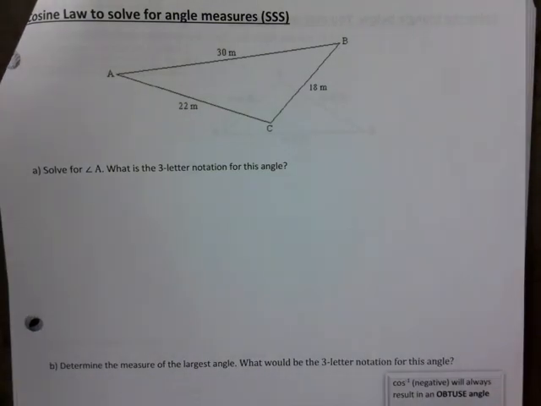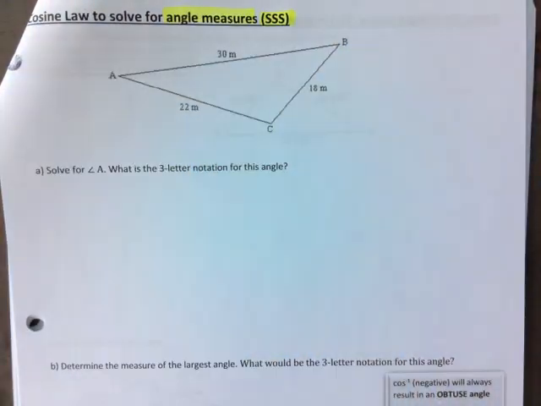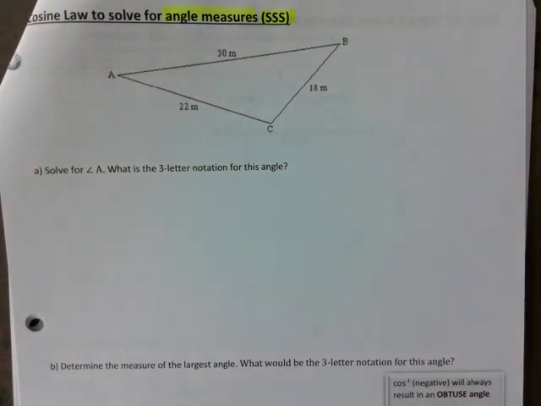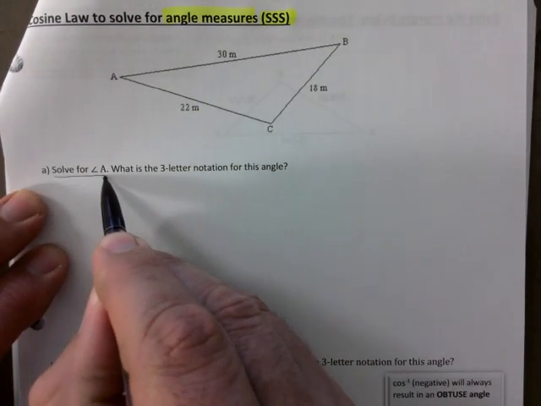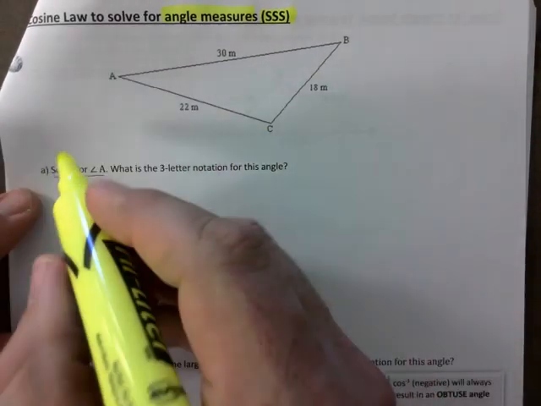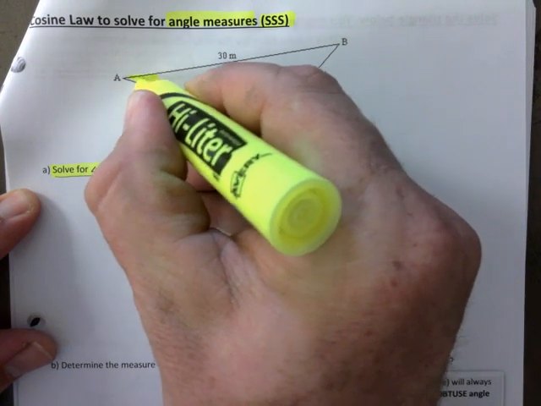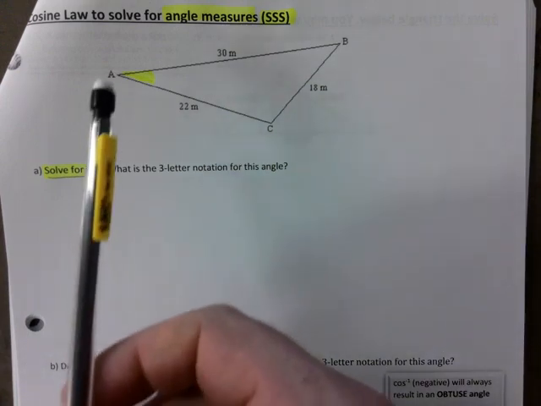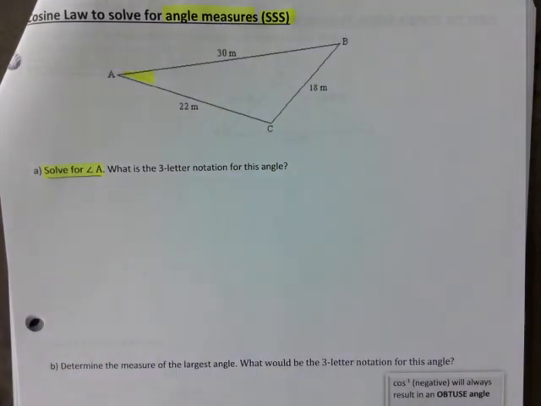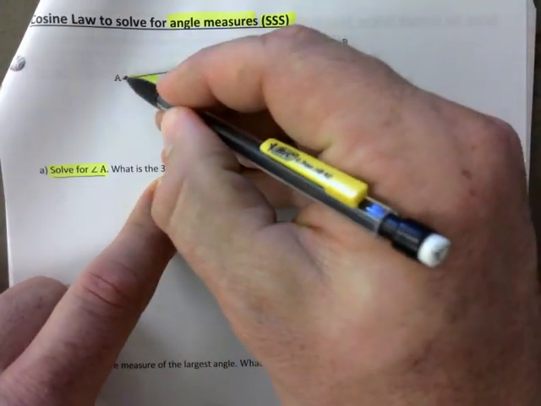Cosine law to solve angle measures. So when you have side, side, side, you have nothing left to do but to find the 3 angles that are missing, right? I specifically ask you to solve for angle A. Where is angle A located? Very easy. It's right here. So this question tells me which one to solve for. I don't have to pick. Okay. What's the 3-letter notation for that angle? I just don't want you to forget that. That's why I'm asking you here. So this is the angle in question.